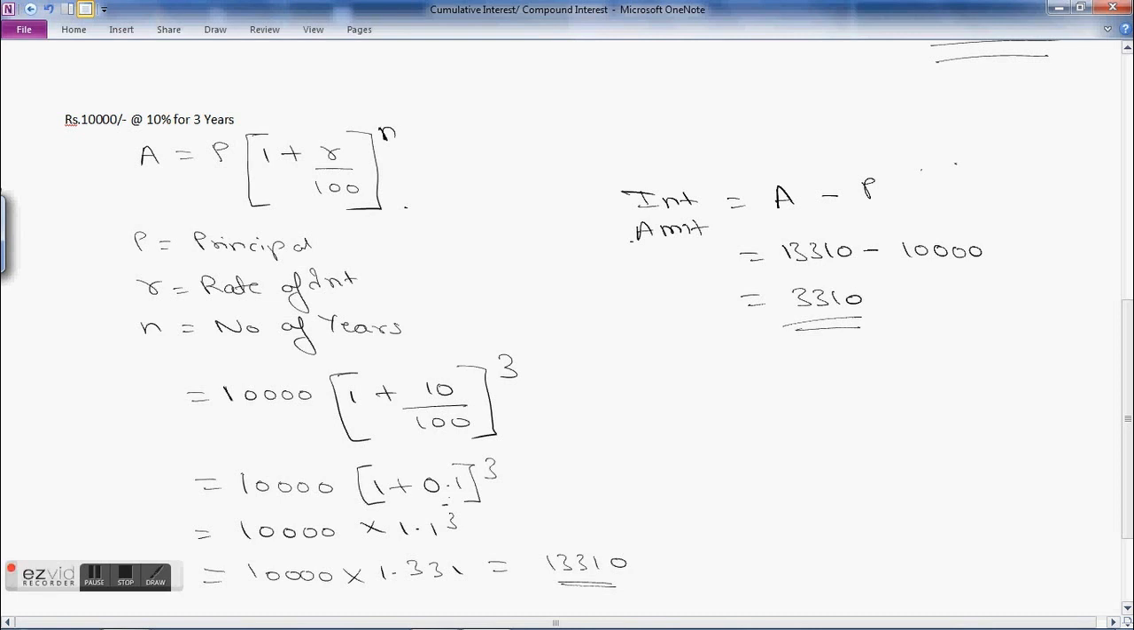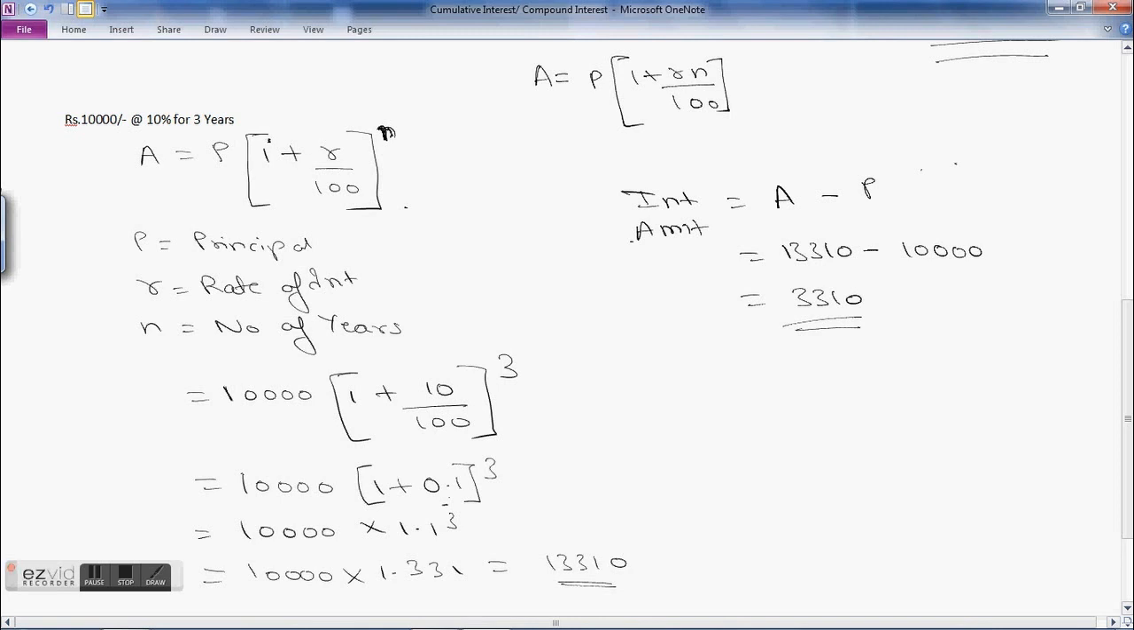So why do we put this raised to n? Okay, in the simple interest formula what we had is A is equal to P into 1 plus RN by 100. This is what we had in our simple interest formula, correct? Now why do we have this in the compound interest formula?